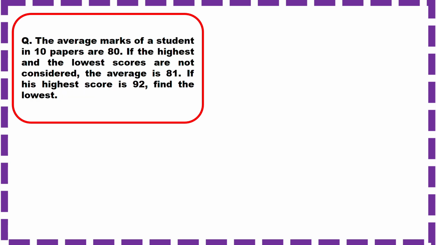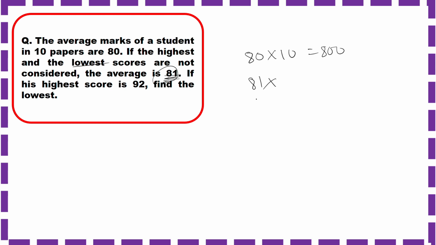Right? The average marks of a student in 10 papers are 80. If the highest and the lowest scores are not considered, the average is 81. If his highest score is considered as 92, find the lowest. So 80 is the average score in 10 papers. So what is the total score? 80 into 10, that is 800. So total marks except highest and lowest marks, this is the 81. 81 is the average by excluding lowest and highest scores. So 81 is the new average.